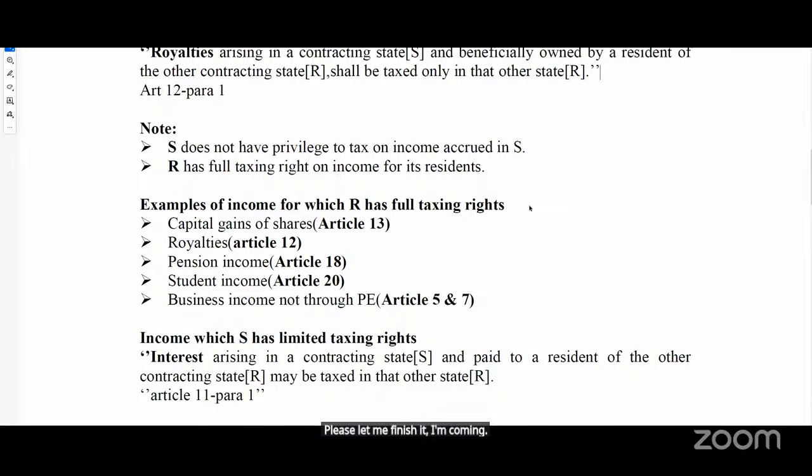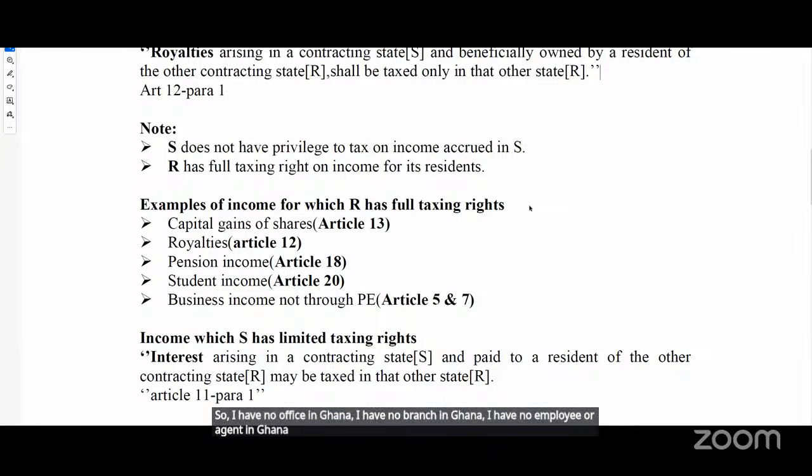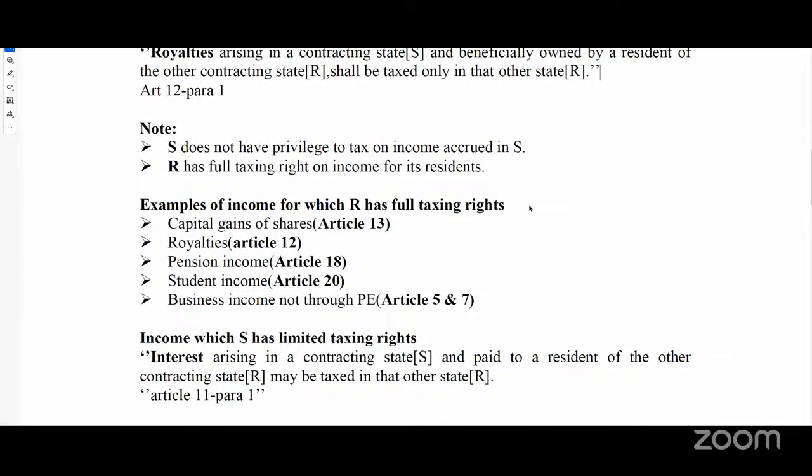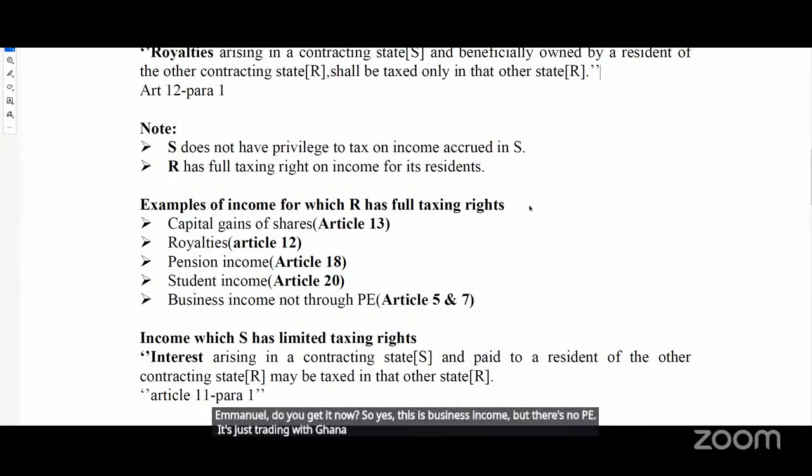Okay. So I have no office in Ghana. I have no branch in Ghana. I have no employee or agent in Ghana who concludes contracts on my behalf. Then I do not have a PE in Ghana, right? But I have business income connected with Ghana, but it is not through a PE. Emmanuel, do you get it now? So yes, this is business income, but there's no PE. It's just trading with Ghana, not trading in Ghana.